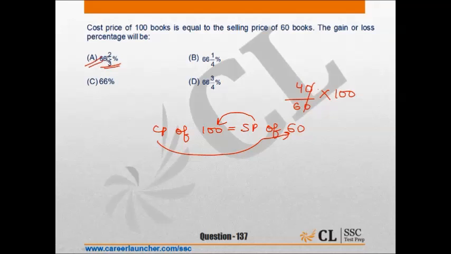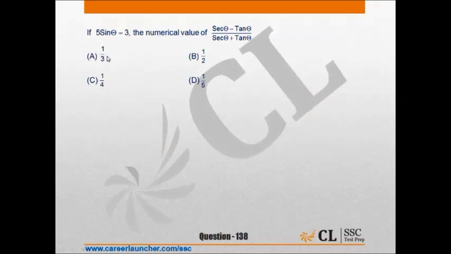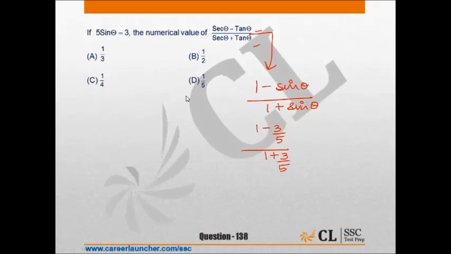and hence my answer is option A. If 5 sin theta is equal to 3, the numerical value of (sec theta minus tan theta) upon (sec theta plus tan theta). This could be written as (1 minus sin theta) upon (1 plus sin theta). Now, as the sin theta value is given in the question, it would be (1 minus 3/5) upon (1 plus 3/5). Solving this, I'll get my answer as 1/4. Hence, my correct option is option C.